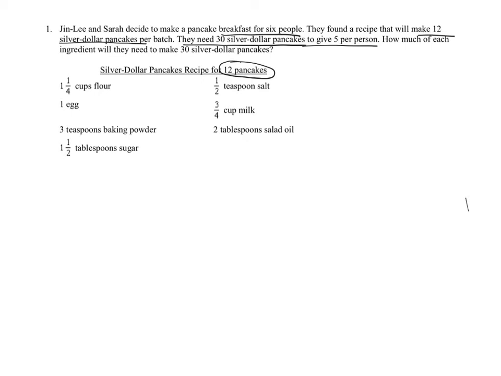The way I think about this is that one recipe is going to make 12 pancakes. 2 recipes, I'll just call it 2R, is going to make 24 pancakes. And 3 recipes is going to make 36 pancakes. So 3 recipes is too much. You'll have extra left over.